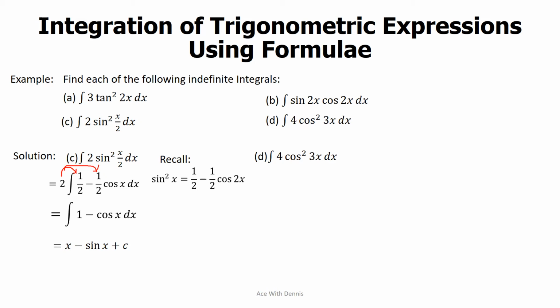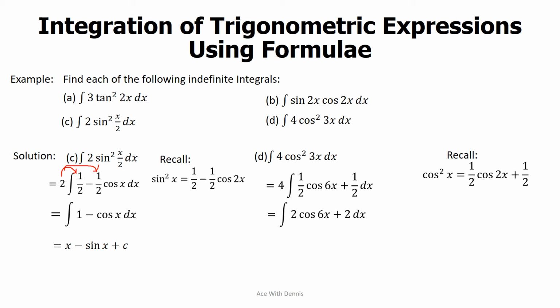For D, integration of 4 cosine square 3x dx. Recall that we use this formula, cosine square x equals half cosine 2x plus half. So this expression becomes 4 integration of half cosine 6x plus half dx. And we can multiply the 4 inside. So 4 times half we get 2.